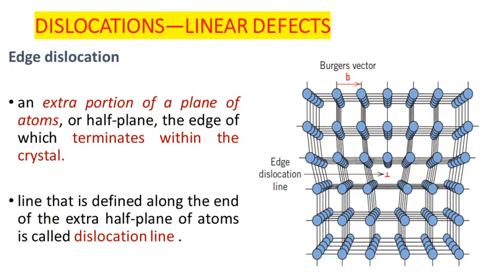As in the figure, you can see in the crystal system one extra plane of atoms which is not complete throughout the lattice under consideration, but terminates within the crystal. When this is observed inside a crystal lattice, we call it edge dislocation. Depending upon whether it is placed in the top position or the bottom position of the crystal lattice, there is another classification for the edge dislocation. So basically, edge dislocation is the presence of an extra plane of atoms which terminates within the crystal lattice.